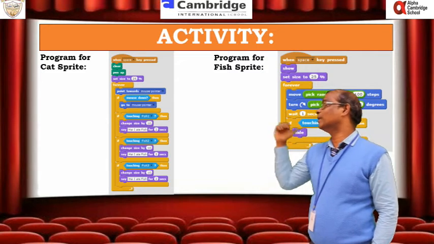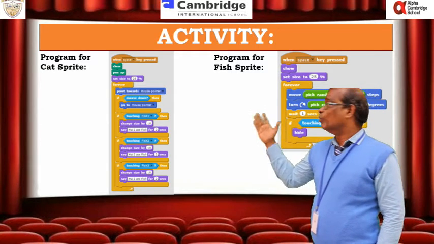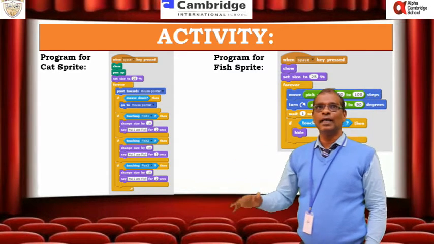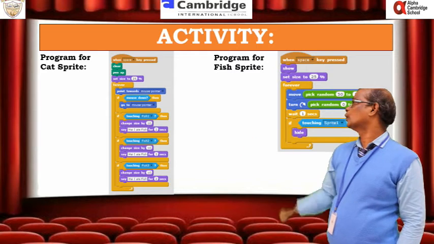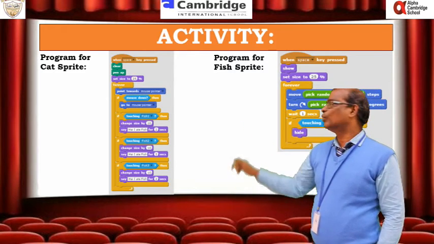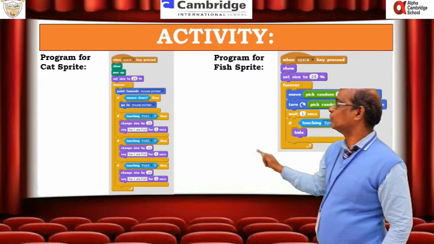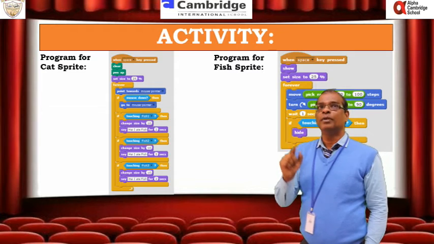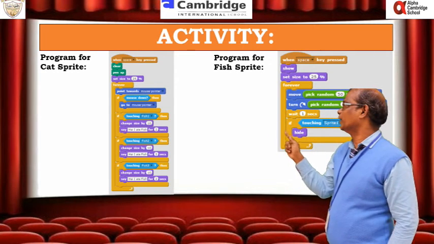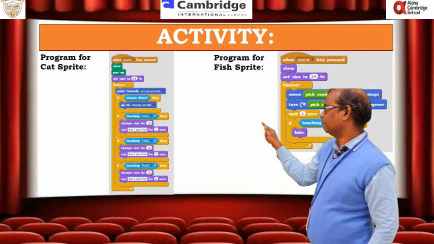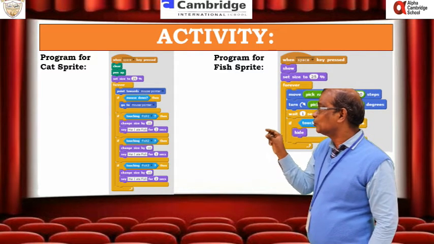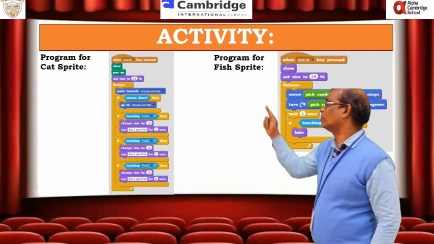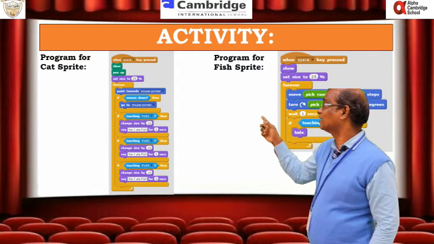Then one more if statement is there. If mouse down is there, if you press the mouse down, any button, left button as well as right button, it returns true. What will happen? Go to mouse pointer. Immediately your cat sprite will go to the place where you click the mouse. Previously we studied point towards mouse pointer. Whenever you click the mouse pointer, the sprite will rotate towards the mouse pointer. After that, the sprite will go to the place where you click the mouse.